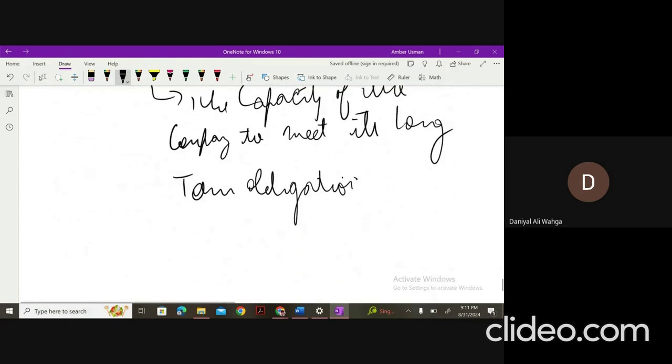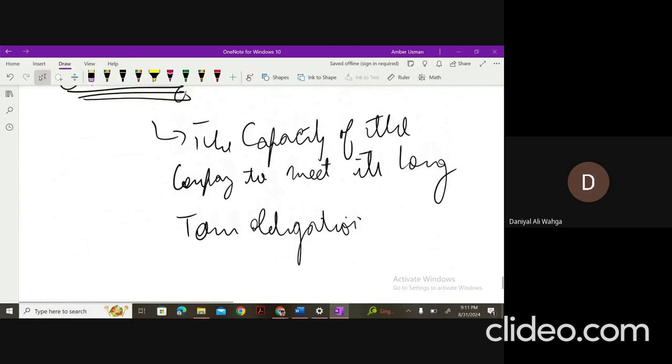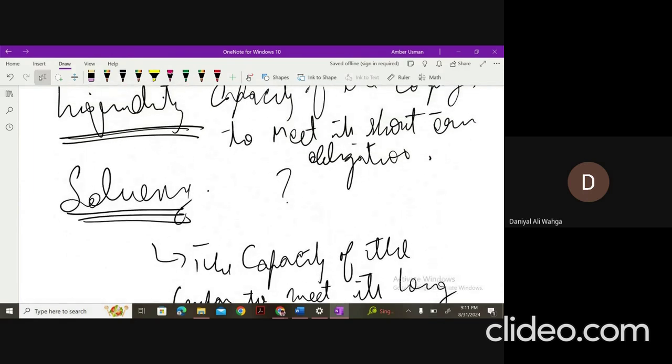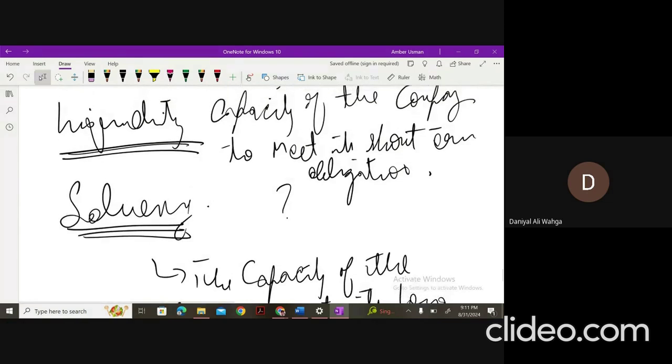Okay, so if we are going to meet the requirements of our non-current liabilities, if we have that capacity, the company is solvent. Okay, and if we have the capacity to meet our short-term obligations, or you can say we have enough current assets to meet our current liabilities, so it means the company is quite liquid. Okay, so the statement of financial position basically tells about these two things. Either the company has a good liquidity position, and either the company is solvent or not.